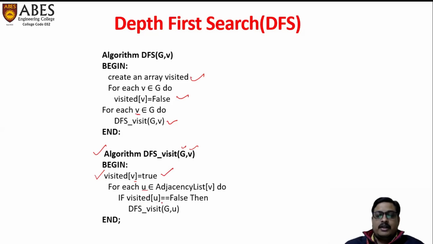We will check whether visited U equals false. If so, it means this is a non-visited node. So if the node is non-visited, only then will we call DFS visit on U. So recursively, it will call all the non-visited nodes and print that node. So this is the algorithm for the depth first search, DFS.